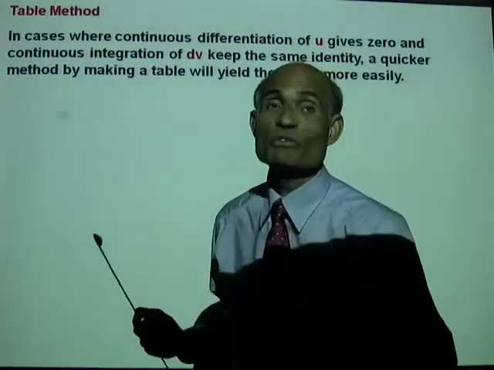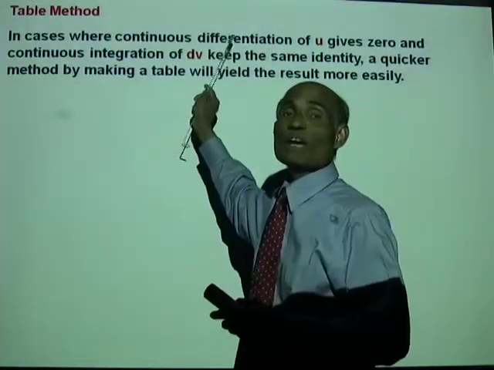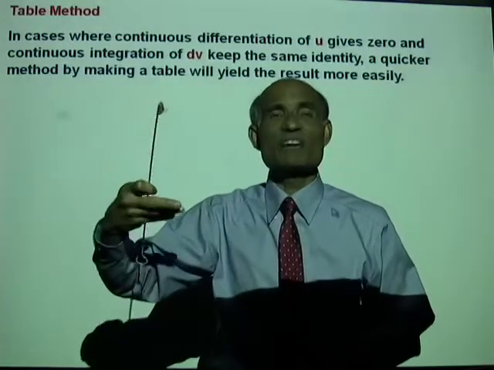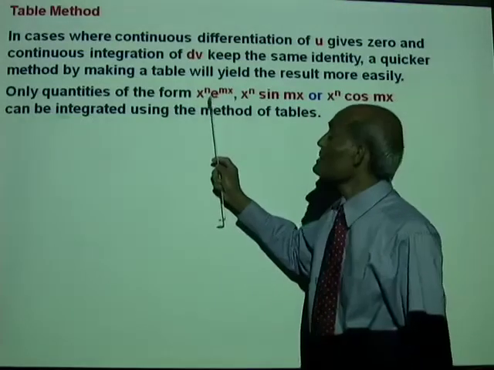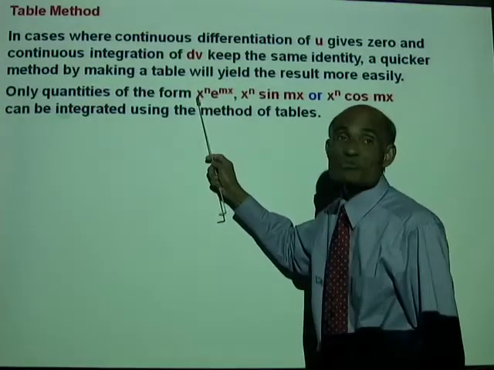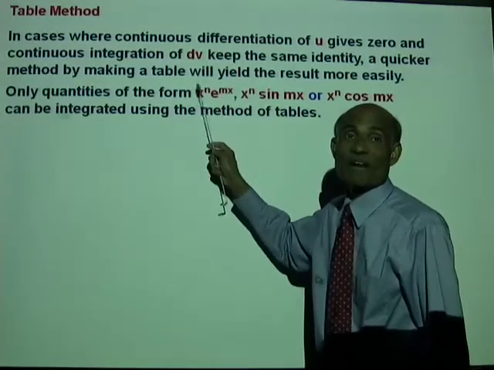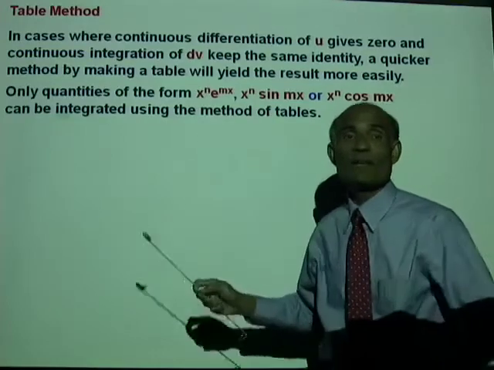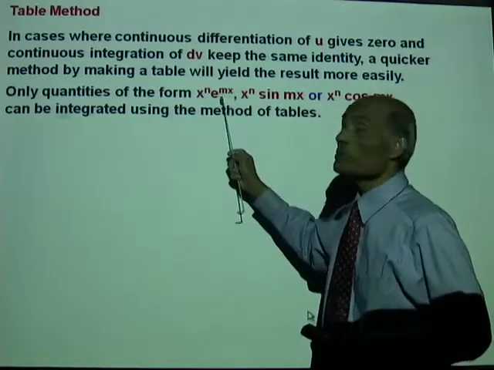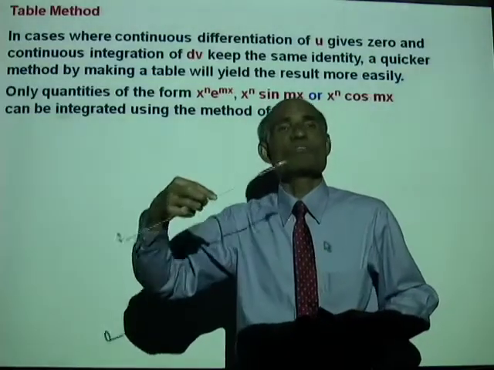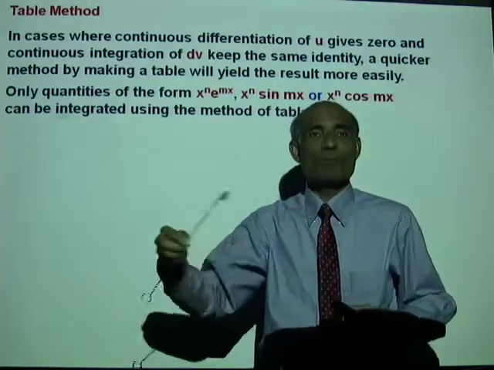Again, a warning for you, this is only possible for this particular case where u and dv satisfy this particular form. Now, for example, quantities like x to the power of n, e to the power of mx. This will satisfy that because x to the power of n, when you differentiate continuously, you will reach 0. And e to the power of mx, when you integrate continuously, you will keep the same basic form.